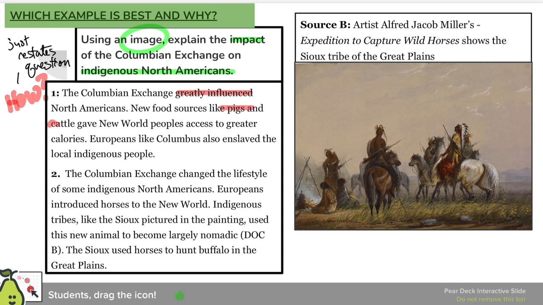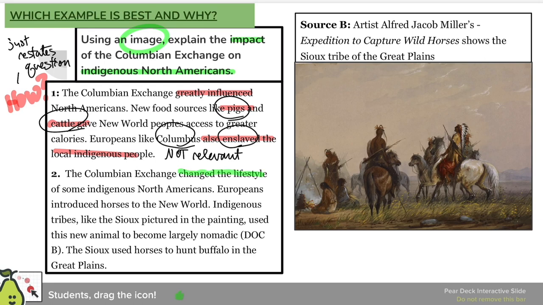New food sources like pigs and cattle gave New World peoples access to greater calories. That is a factual statement, but it doesn't answer the question. This is an impact of the Columbian Exchange on Native Americans, but the question specifically said use the image. There are no pigs or cattle in this image, and so it's not relevant. Europeans like Columbus also enslaved the local indigenous peoples. That is an impact, the encomienda, but it doesn't use the image. The encomienda is not depicted here. So while statement 1 is factual, it doesn't answer the question. It doesn't use the image.